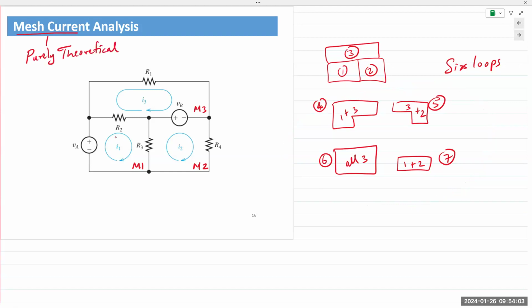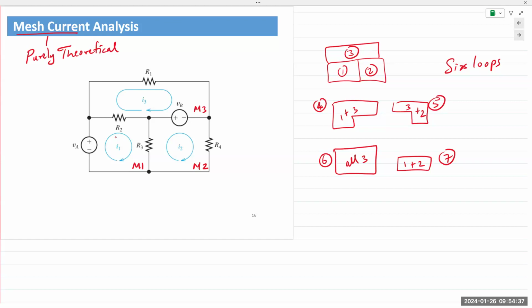They do not exist in real life. Okay? They do not exist in real life. So we identify the meshes, we assign a mesh current to each, and we have to assign a direction to that mesh current. Typically, I always choose clockwise. But again, as with our branch current directions, these are assumptions, and we can choose any direction we want. You can choose counterclockwise, which is absolutely fine, but I always choose clockwise.